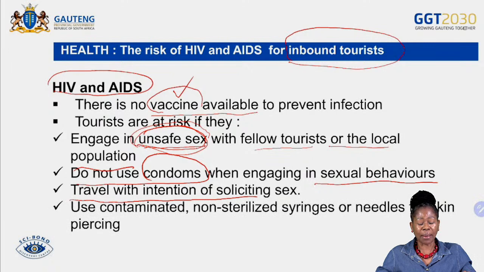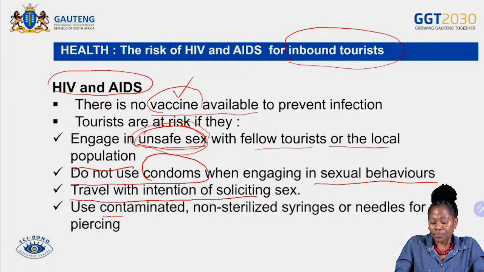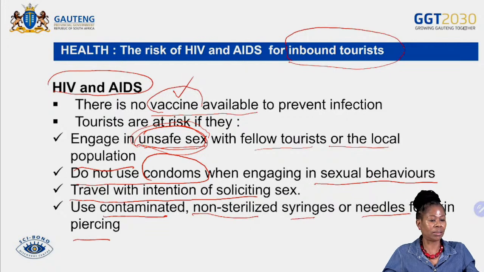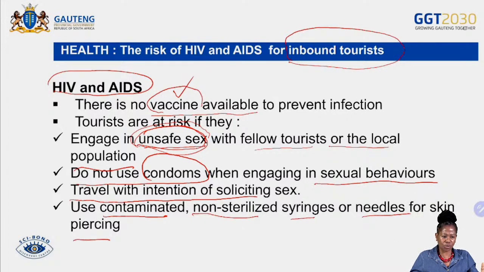Or using contaminated, non-sterilized syringes or needles for skin piercing. Some of us get excited. We get to a country, I want to get home with a nice piercing or with a nice tattoo. So be careful when you use contaminated or non-sterilized syringes or needles for piercing. Because somehow there can be two or more people that use that syringe. Then you can contract HIV and AIDS.